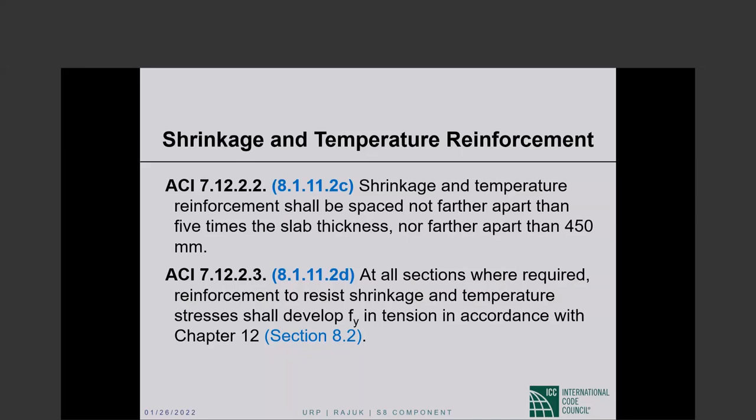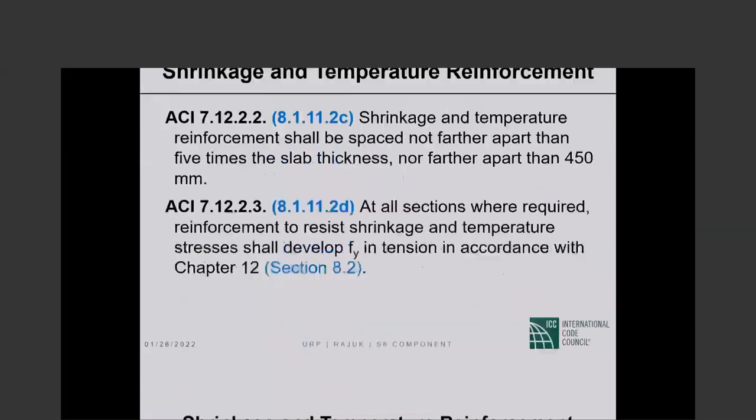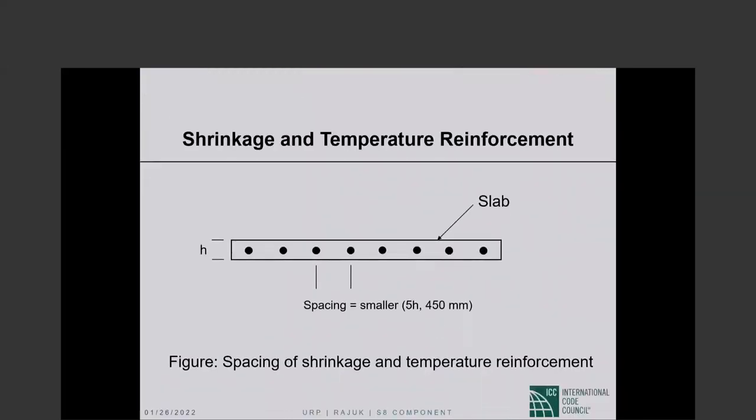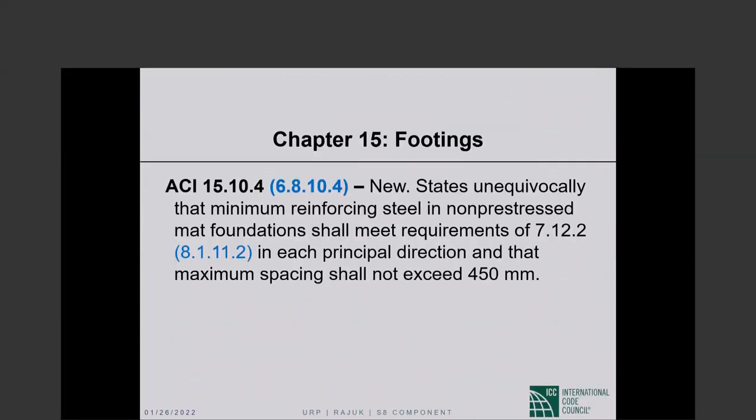At all sections where required, reinforce. This is important. This is extremely important. People do not pay attention. At all sections where required, reinforcement to resist shrinkage and temperature stresses shall develop full yield strength in tension in accordance with chapter 12. And on this reinforcement, when you splice it, you cannot take the AS required over AS provided reduction. Because of that, full yield strength has to be developed. So this is the spacing of shrinkage reinforcement, 5 times the thickness, but no more than 450 millimeters.